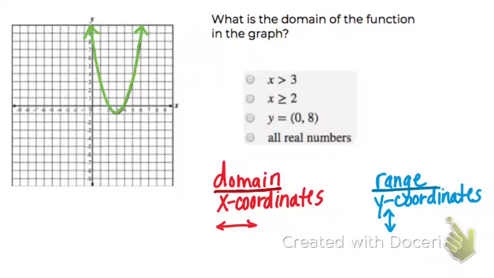Here we're asked, what is the domain of the function in the graph? So domain is the x coordinates. Like the x-axis, it's where does the graph go? Left and right, like the x-axis stretches out to the left and right. The range is the y-coordinates. Like the y-axis goes up and down, this is asking where is the graph up and down.